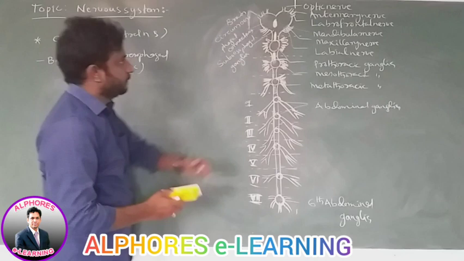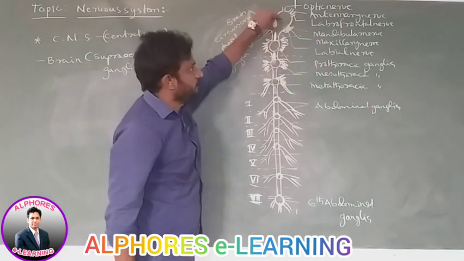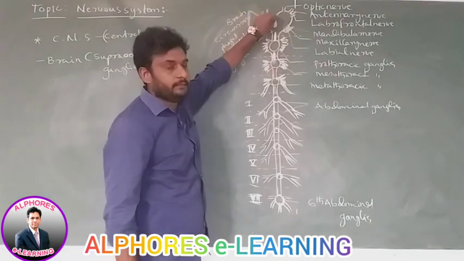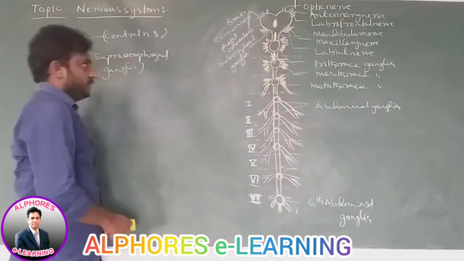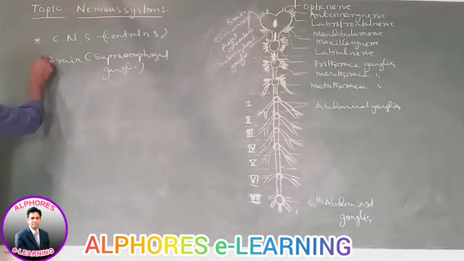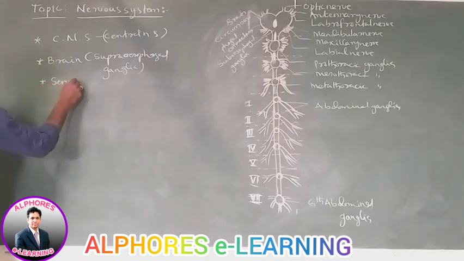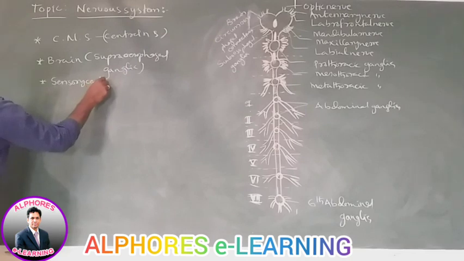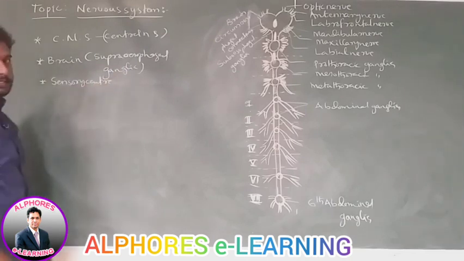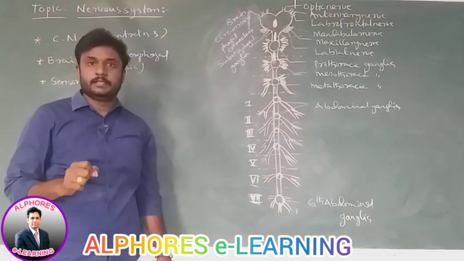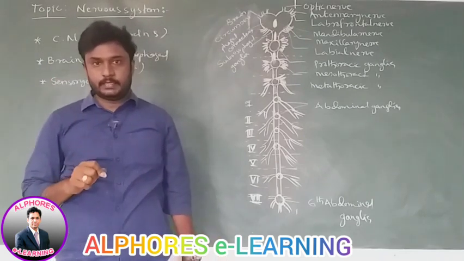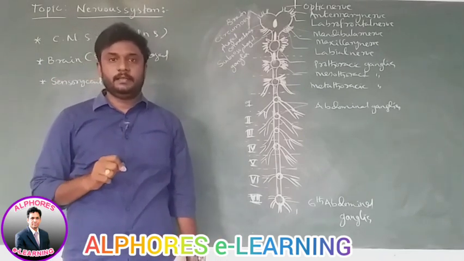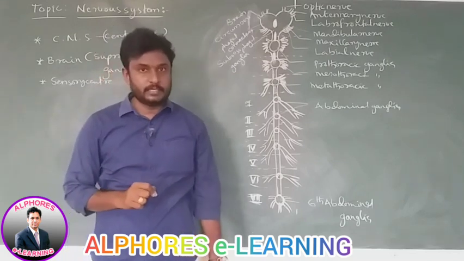Now this one is the brain. Supraesophageal ganglia or brain is present above the esophagus. Brain is the main sensory center. It receives the sensory impulses or messages from the most important sense organs.